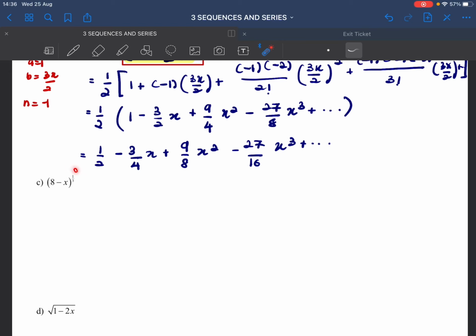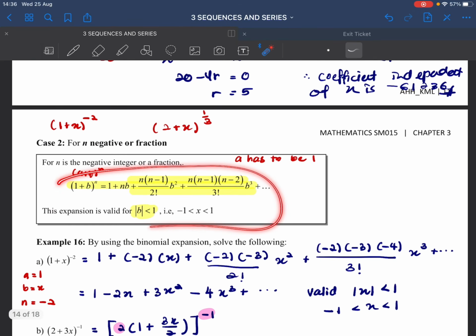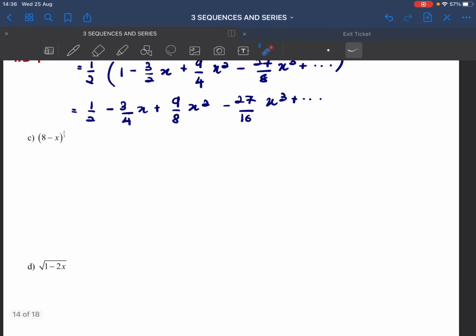So our n here is positive, memang positif. Tapi dia bukan integer. So this is a fraction. So we have to use this formula here. Okay, so and also our a is not 1.